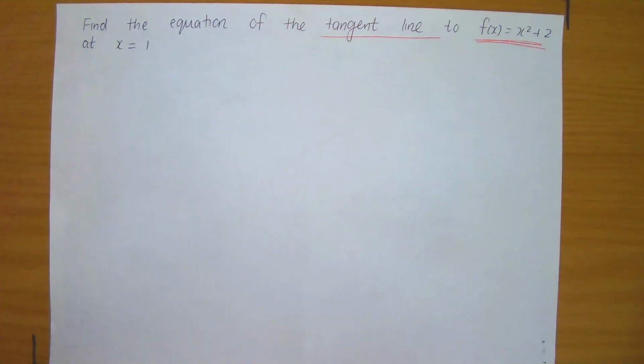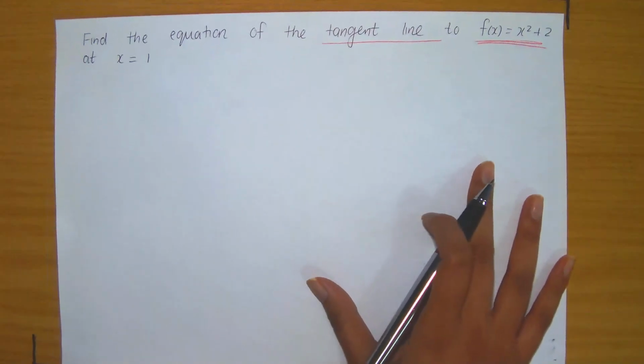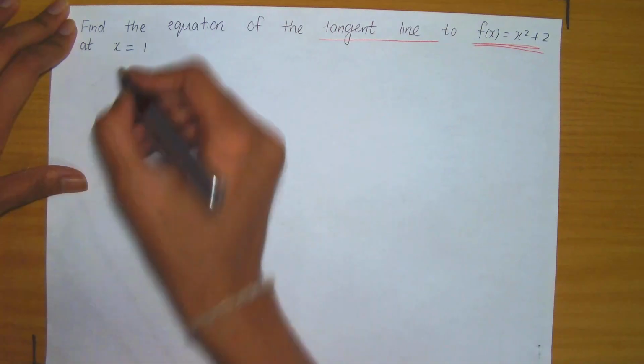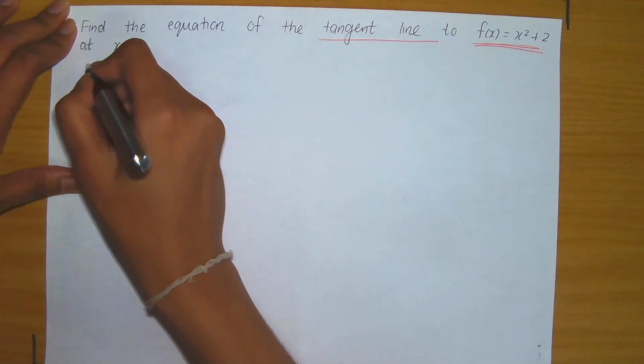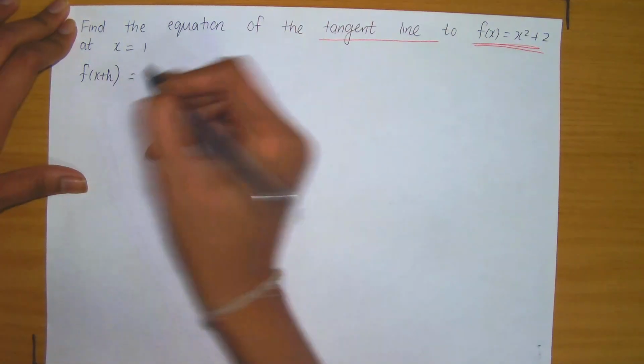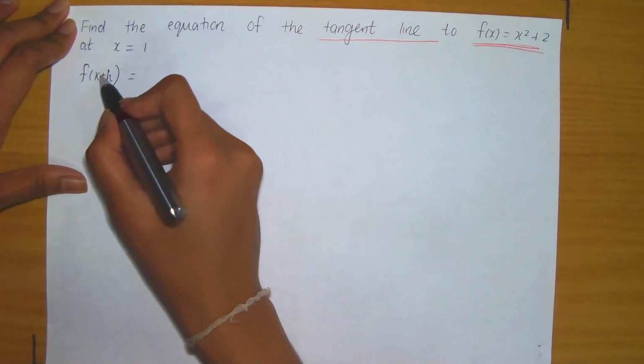So let's use all of the tools that we have now learned. Right, so we have our function f of x, and we would like to find f of x plus h. So all you'd have to do is replace x by x plus h.